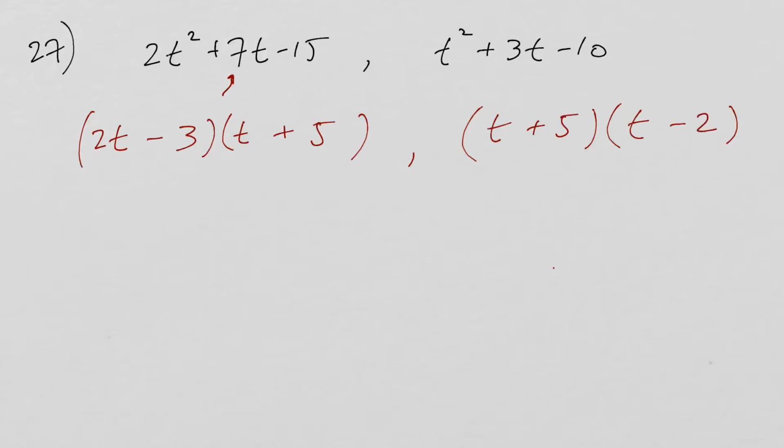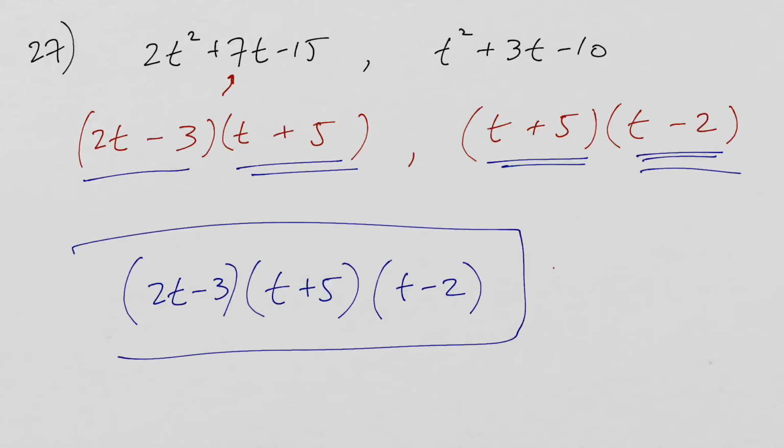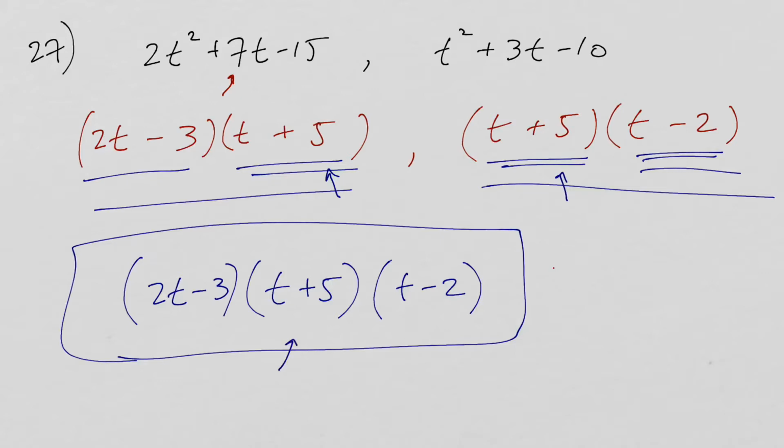Okay, now, there are 3 different factors. Here's one that doesn't match with anything else. Here's a second one, and here's a third factor. None of these are occurring more than one time. So they're all going to occur exactly once in our LCD. So the LCD is 2t minus 3 times t plus 5 times t minus 2. Remember, it's not occurring more than once in any one of the entire originals. So even though this occurs here and here, it's only once in each of these items. So it's only going to occur once in the LCD.